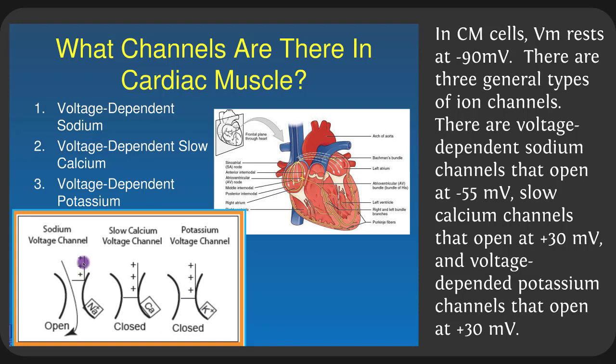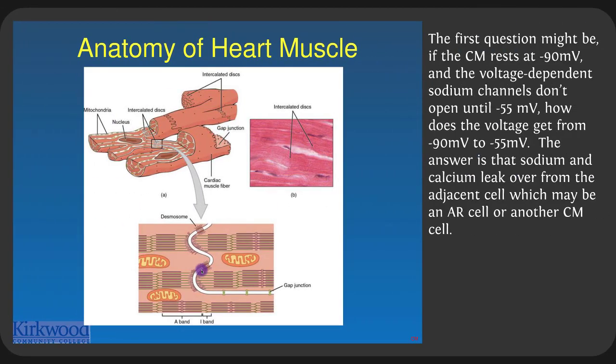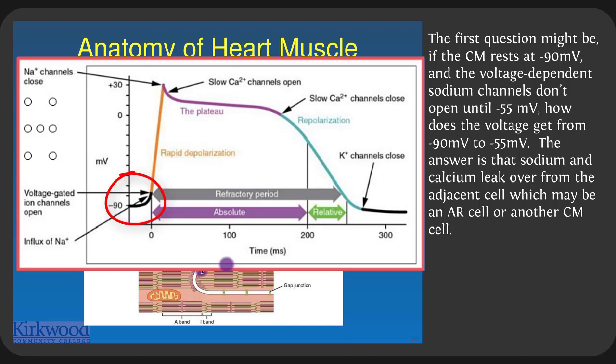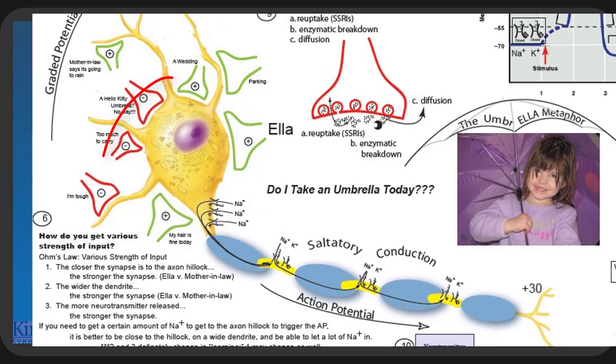Again, all 3 have that little positively charged gate to indicate that these are voltage-dependent channels. The first question might be, if the CM rests at negative 90 millivolts and the voltage-dependent sodium channels don't open until minus 55 millivolts, how does the voltage get from negative 90 millivolts to negative 55? When we did this in neurons, the way we got to minus 55 in the axon hillock was that ions came down from the dendrites to the axon hillock and activated those voltage-dependent channels.